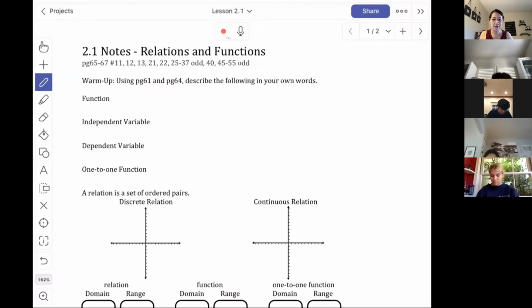So for the first one, all right, what is a function? Sorry, let me grab my iPad pen here.